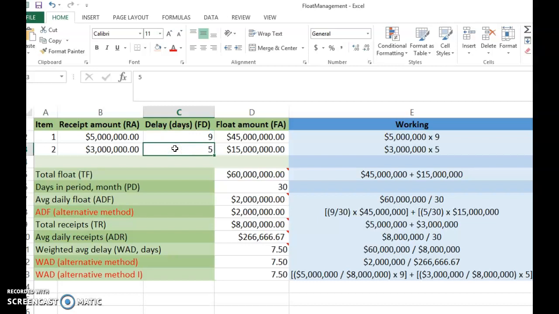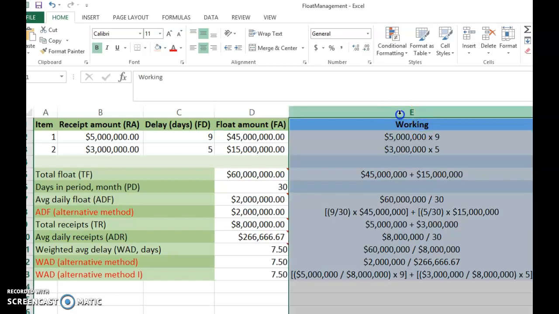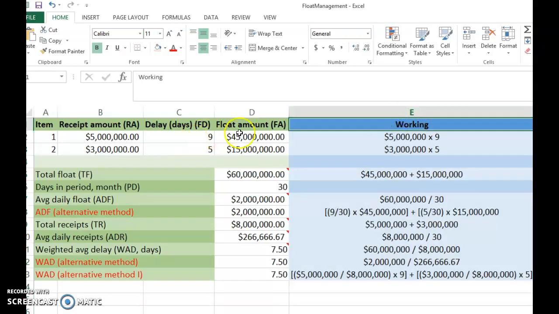So now, how do you compute the float amount? We are going to apply the formula that we have learned before. The working is shown here, in this column. Now, this is 45 million. This is million dollar-days. This is not only dollars. I've just shown you dollars here, but the unit is actually million dollar-days, which is this 5 million multiplied by 9 days. Therefore it is 45 million dollar-days.